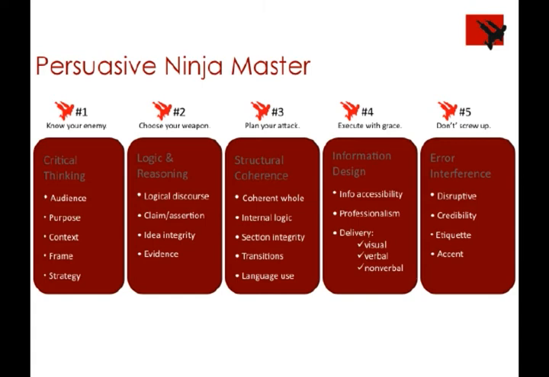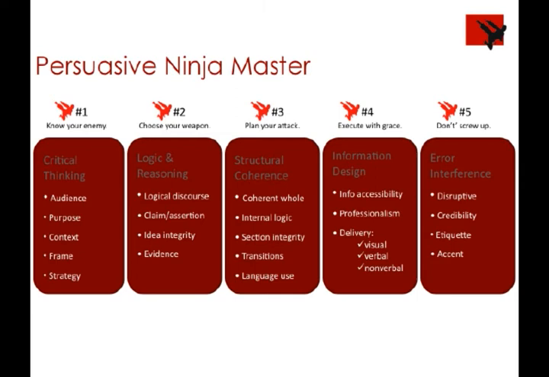Okay, so if you think back to the 5 things you need to know to be a ninja master: knowing your enemy, choosing your weapon, planning your attack, executing with grace, and not screwing up. These are very important in your persuasive message. Critical thinking is going to encompass your audience, your purpose, and your context. You're going to be framing using strategy.